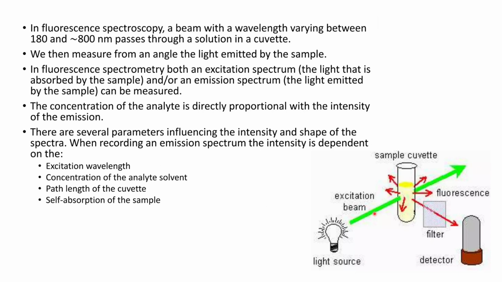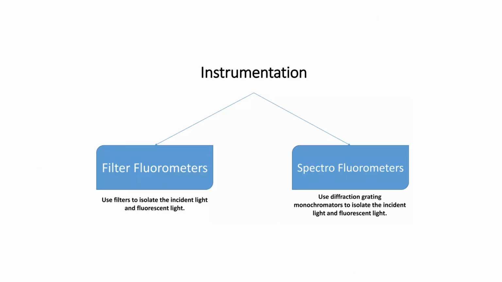There are several parameters influencing the intensity and shape of the spectra. When recording an emission spectrum, the intensity is dependent on the excitation wavelength, concentration of the analyte, solvent, path length of the cuvette, and self absorption of the sample. There are different kinds of instrumentation. They could be filter fluorometers or spectrofluorometers. Filter fluorometers use filters to isolate the incident light and fluorescent light, and spectrofluorometers use diffraction grating monochromators to isolate the incident light and the fluorescent light.